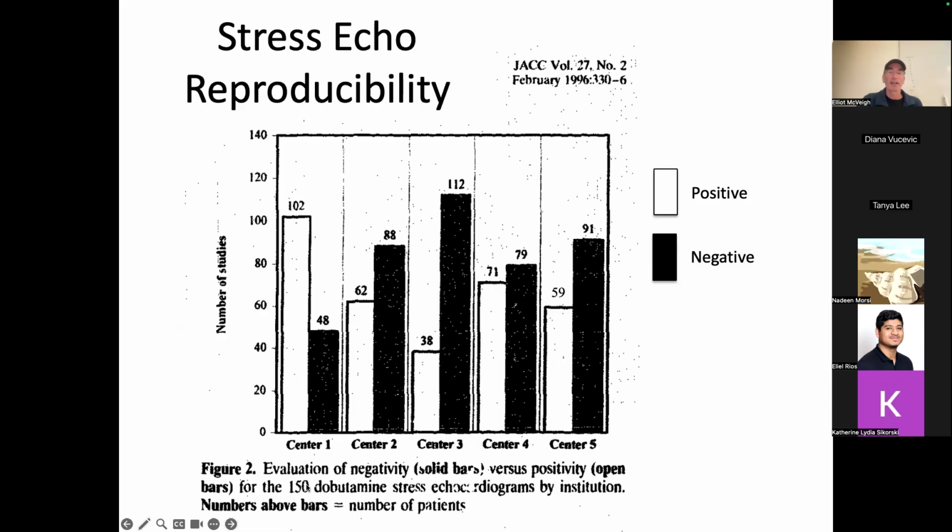They gave 150 cases on a disc to 5 different echo centers and asked them to read them. That's all I did. Just, here it is, read it out. Center 1 said 102 of the 150 patients were positive, they had abnormalities, and only 48 were negative. Down the road, Center 2 said 62 of those patients are positive, 88 are negative. Down the road farther, this clinic said 38 of these patients are positive, 112 don't have heart disease, or negative.